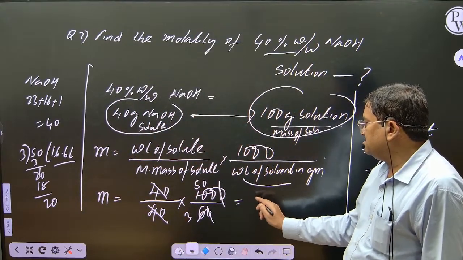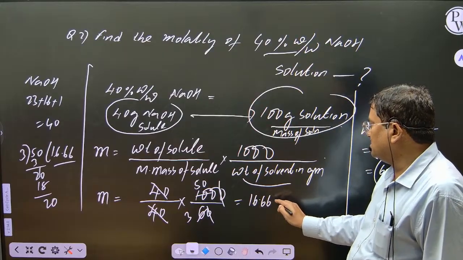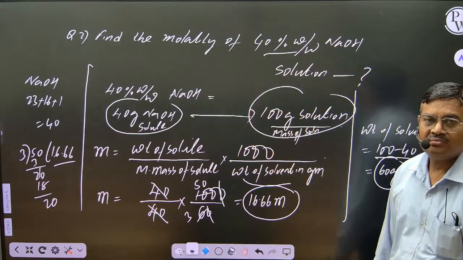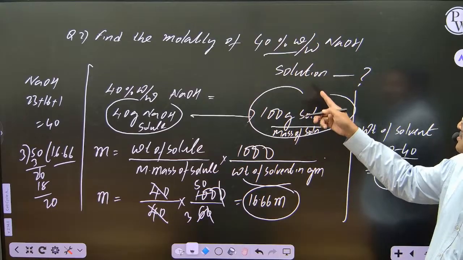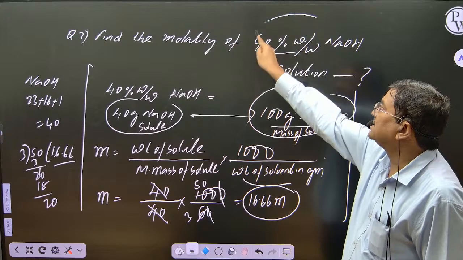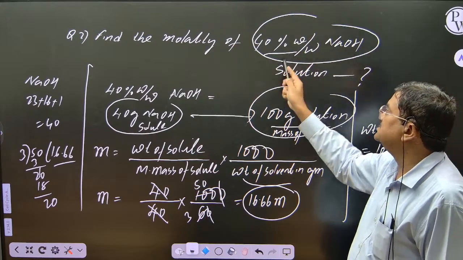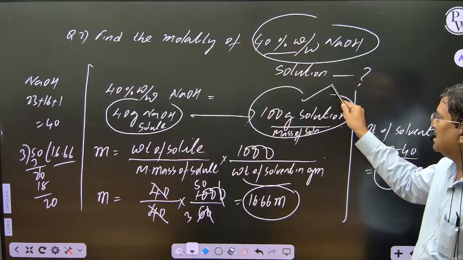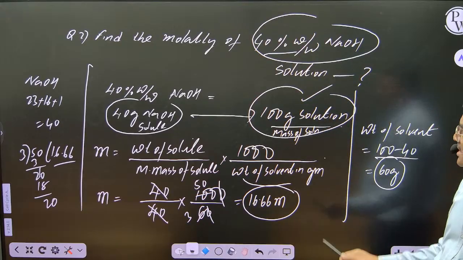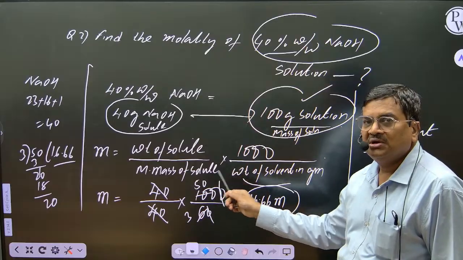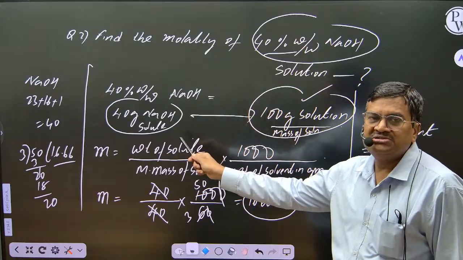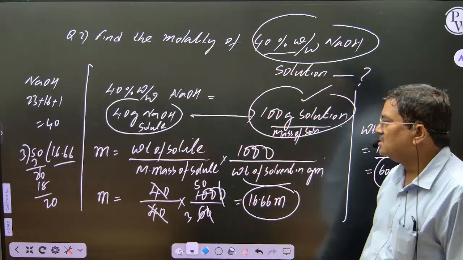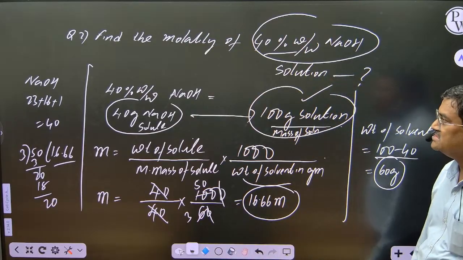So the answer will be 16.6 in what unit? Small m. What is small m? Molal. So this is an important model. See, students make a mistake here. 40% W by W means you have to understand the concept. 40 grams is present in 100 grams of solution. So to get the mass of solvent, from 100 grams of solution you have to subtract 40. That will give the weight of solvent, 60 grams. Understood, students? Copy this.